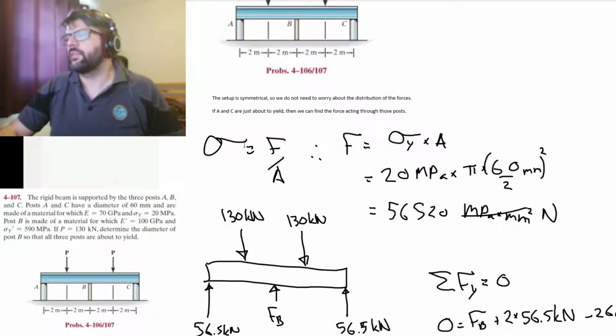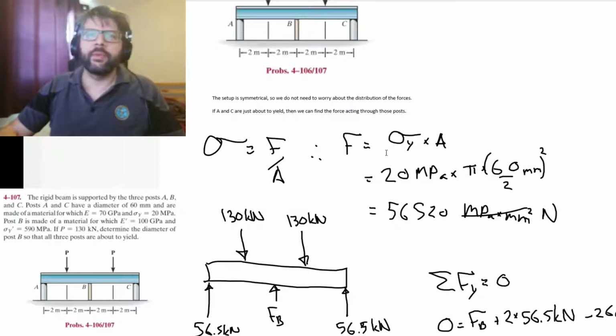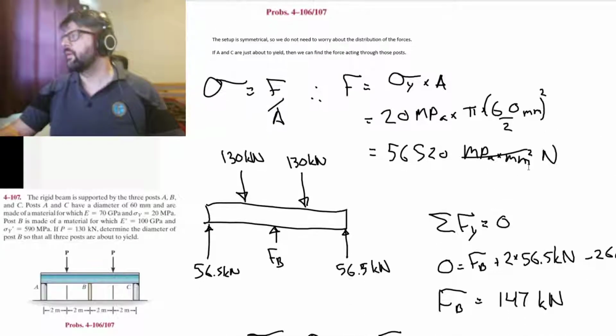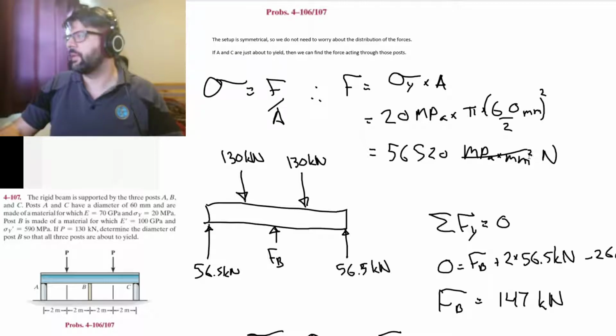So stress is going to be force over the cross-sectional area. If we know what the yield strength is, and we know what the area is because we know what the diameter is, we can figure out what portion of the load those posts are carrying. So just plug those numbers in: 20 MPa times pi times radius squared, so diameter divided by 2 squared, gives us 56,520 MPa times millimeters squared, which again just cancels out to newtons.